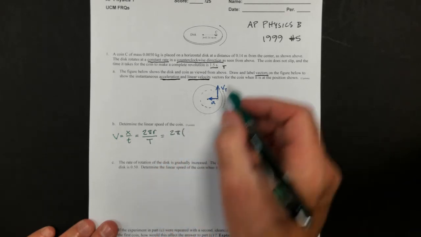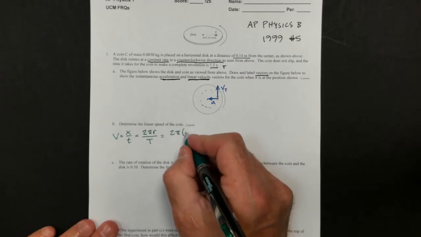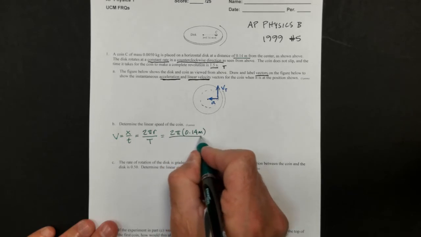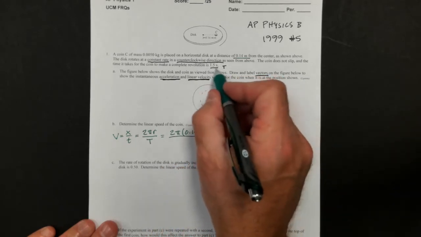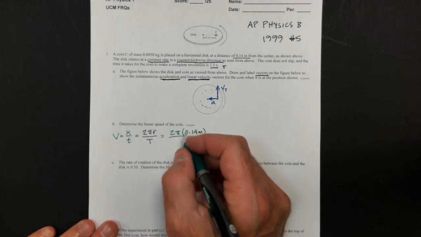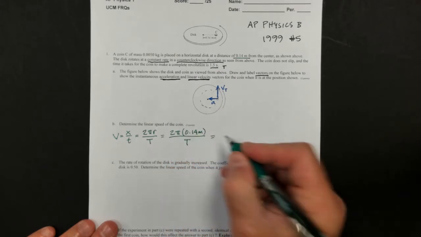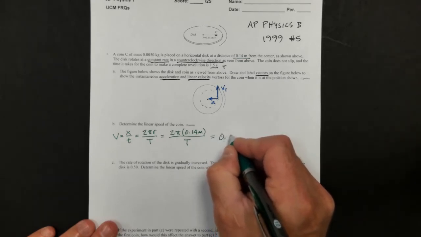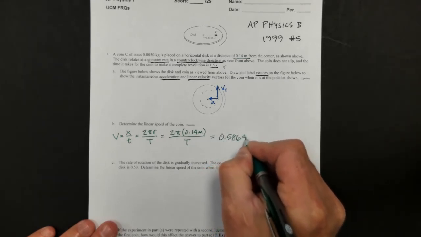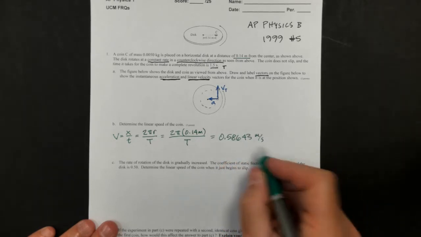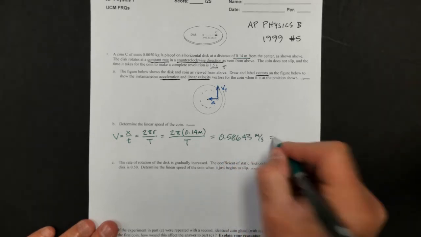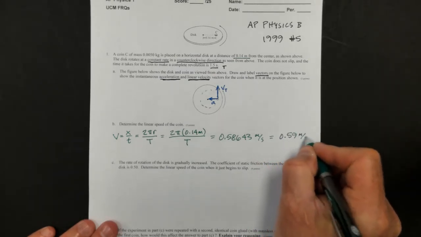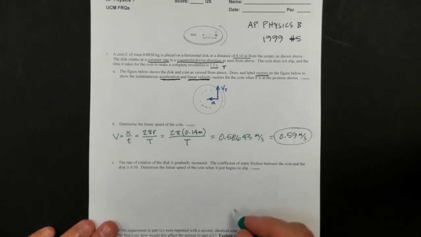At this point, we can go ahead and plug and chug, so it's going to be 2 pi times the radius, and if we remember, the radius was 0.14 meters from the center, and the time for one revolution is 1.5 seconds, so that is going to be the period. When we plug in the numbers and do the calculation, you're going to get 0.58643 meters per second. No naked numbers, don't forget your units. And of course, you'd probably round this to 0.59 meters per second. Okay? And so that's our answer for that one.